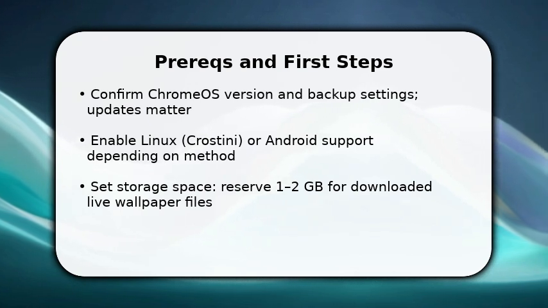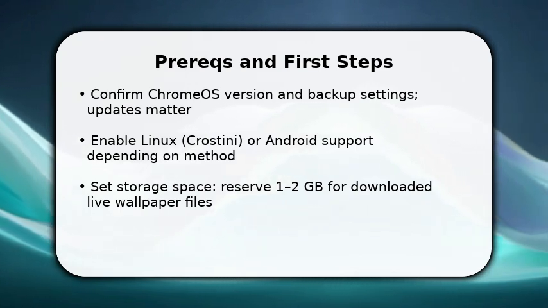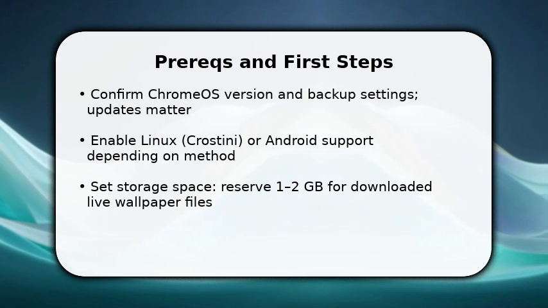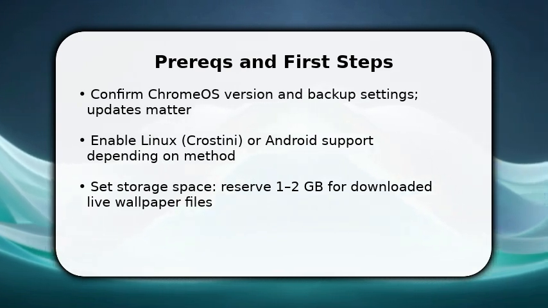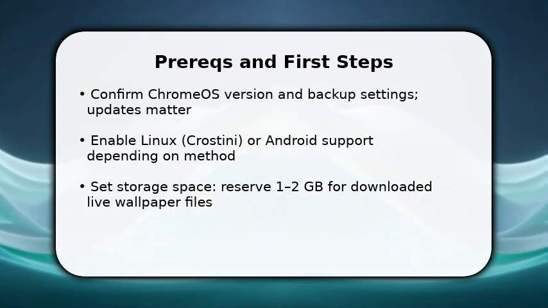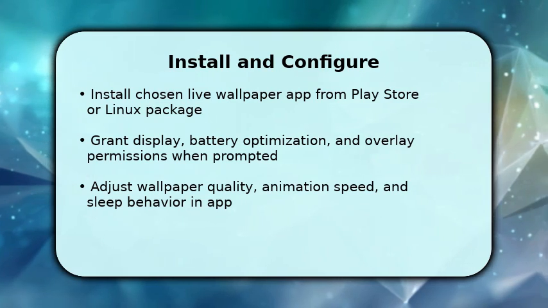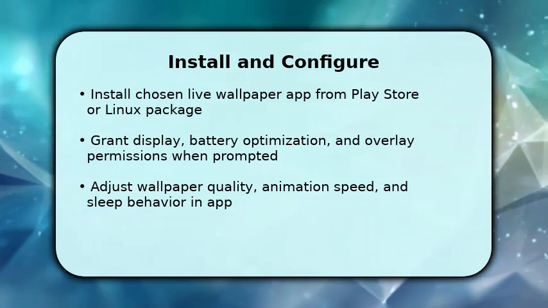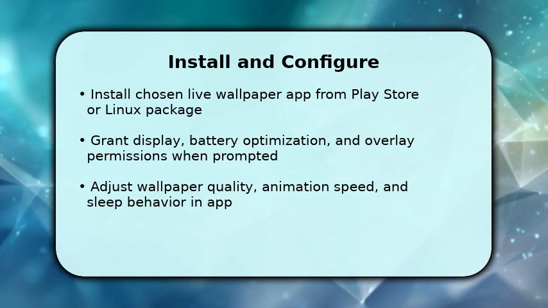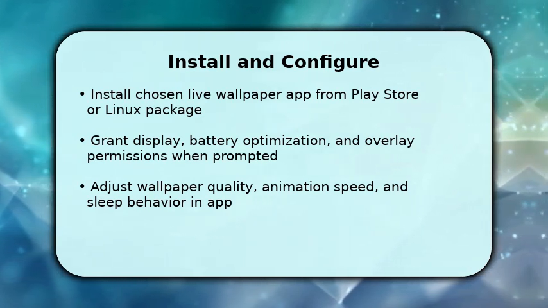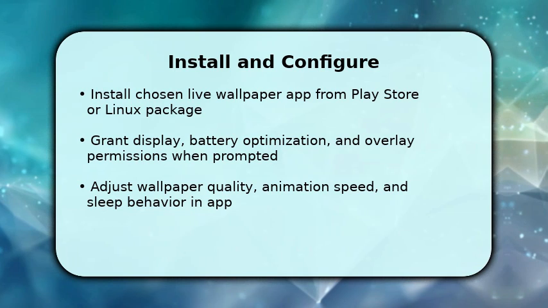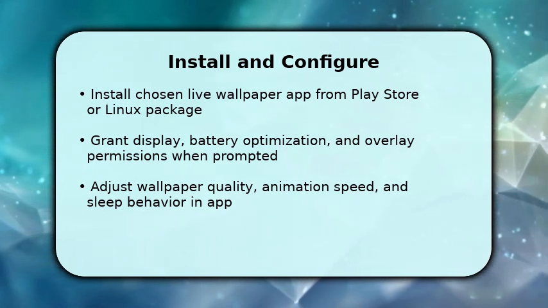Now open Settings and prepare either Play Store or Linux to install the wallpaper app. Next, install your live wallpaper app via Play Store or use a Linux package like Hydrogen Desktop if you prefer sideloading. When prompted, grant overlay and display permissions so animations can run on the desktop. Deny battery kills for continuous motion.